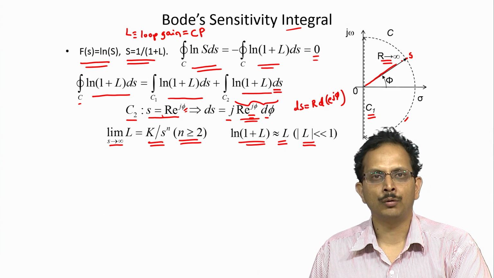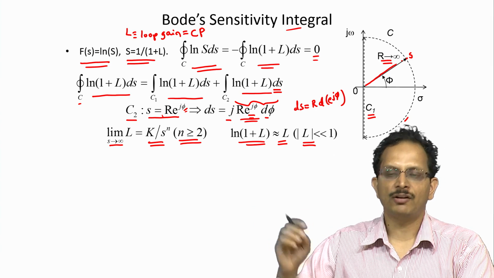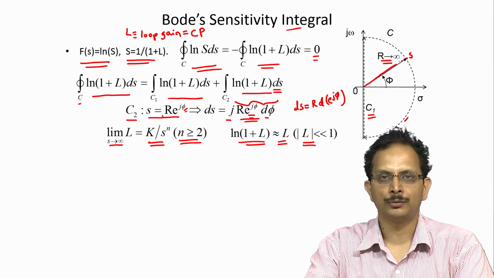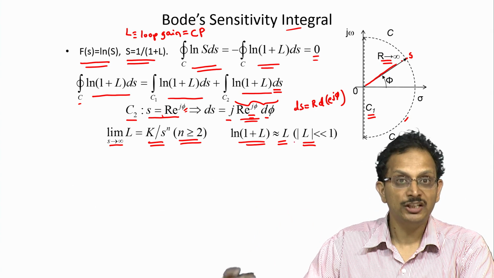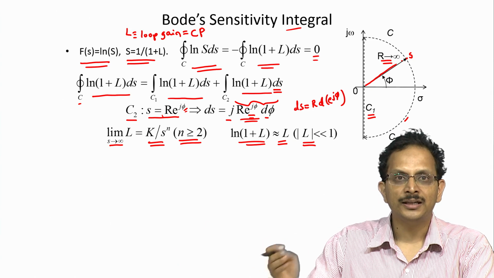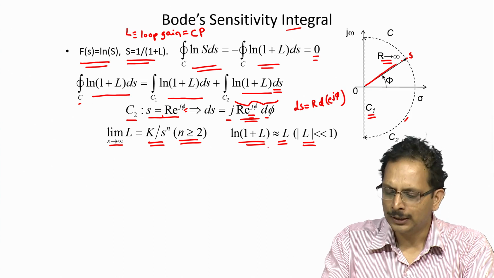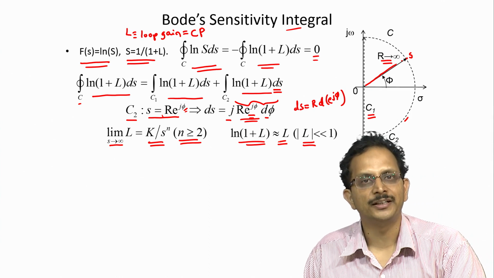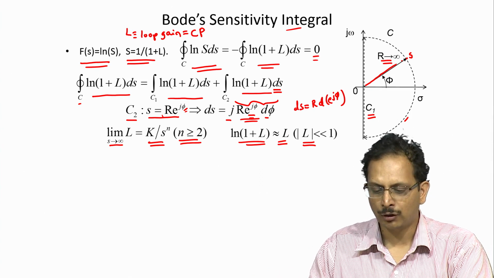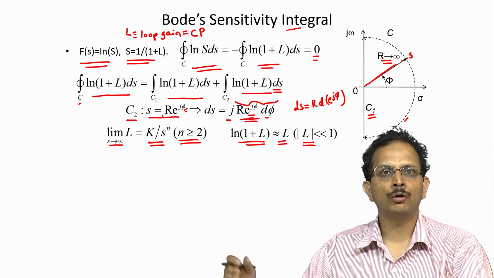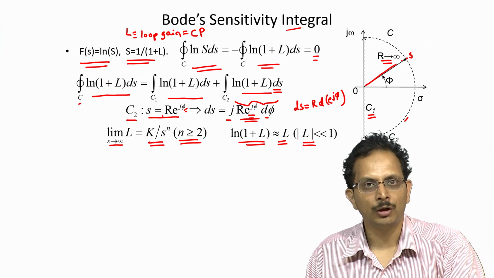Since we are now looking at complex numbers on the contour C2, which are very far away from the origin, at a distance of capital R from the origin, and capital R tends to infinity, we note that the magnitude of L is going to be very small at those high frequencies. In those frequency ranges we can approximate ln of 1 plus L to be approximately equal to L itself. This we can obtain from the Taylor series expansion of logarithm of 1 plus x, where we ignore the higher order terms on account of the fact that the term L is very small in magnitude.